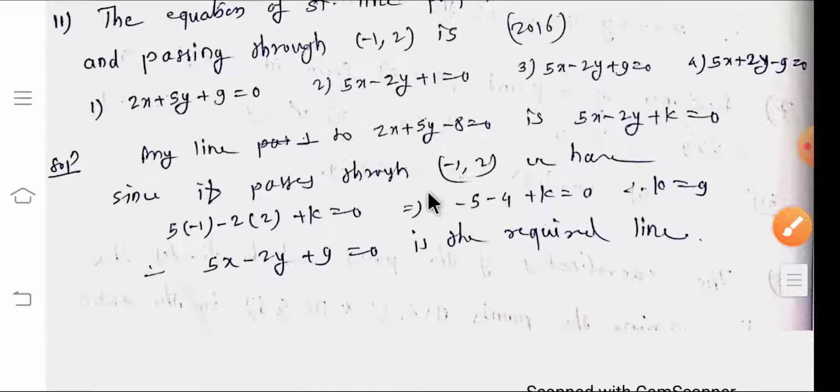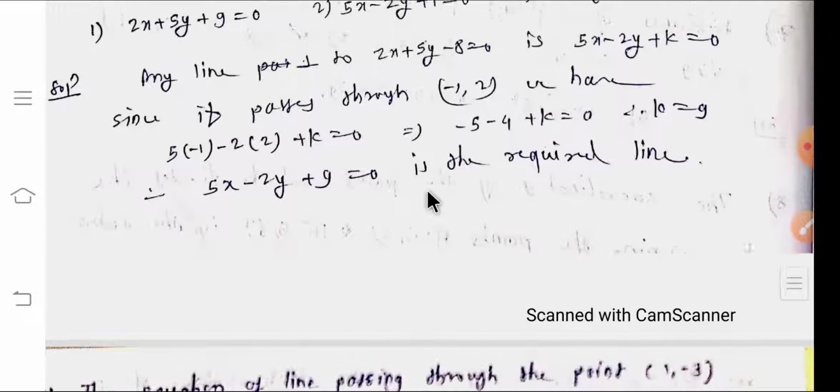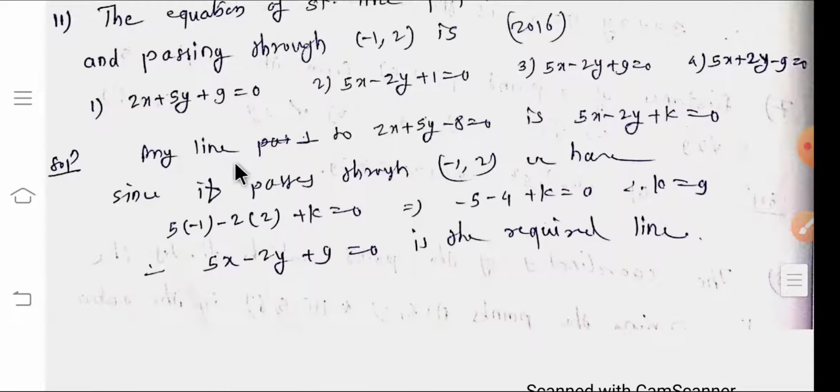Next example, or the method here: any line perpendicular to 2x plus 5y minus 8 equals 0 is 5x minus 2y plus k equals 0, with A and B interchanged. Then substituting that it passes through the point (minus 1, 2), find the k value, and substitute it in the equation to get the solution.